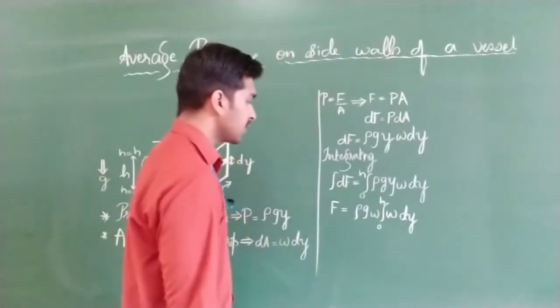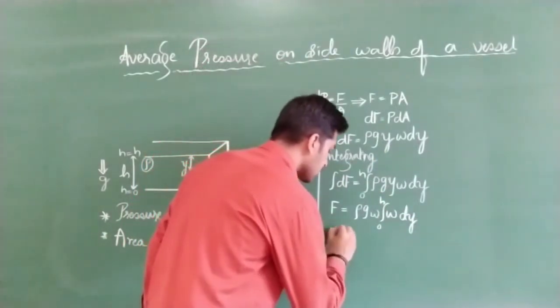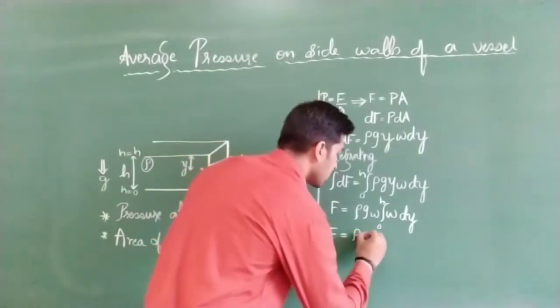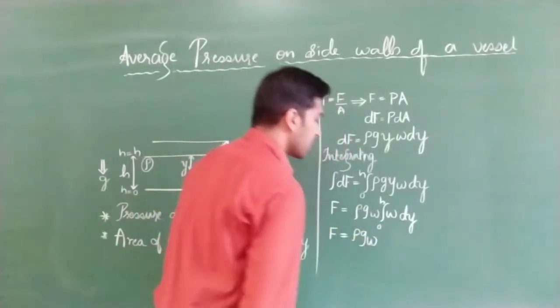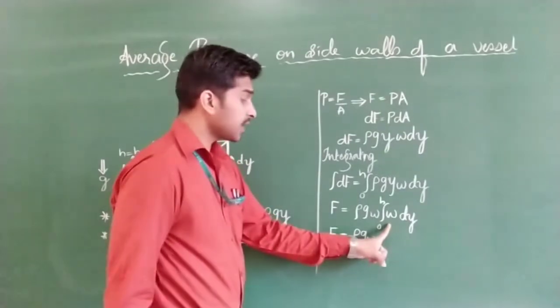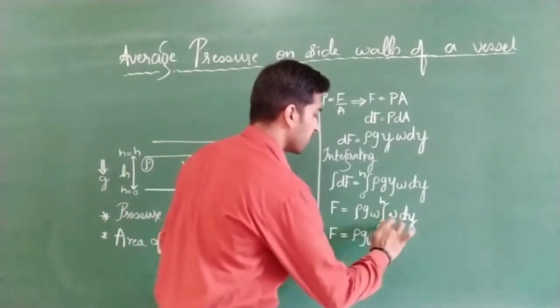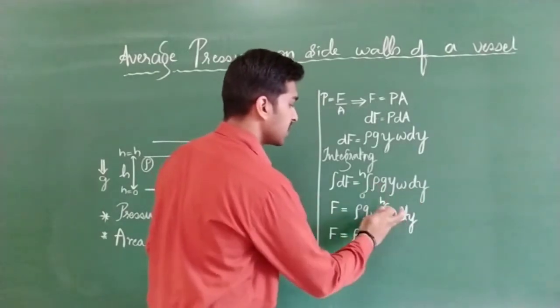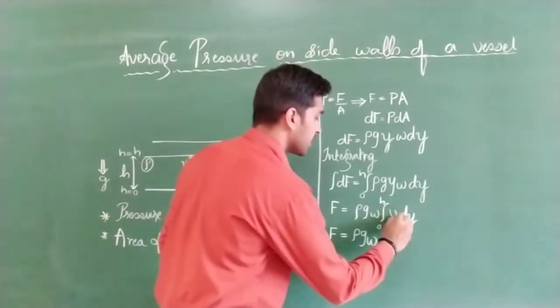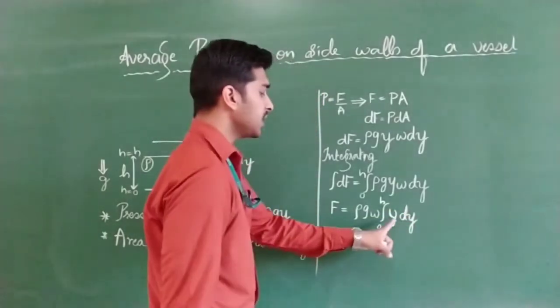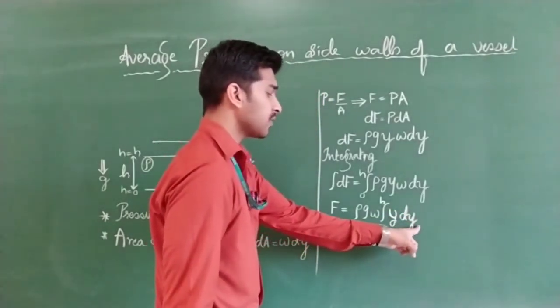Clear? So now next, F is equal to rho g w as it is. Now, integral omega, sorry, here I should write y, no? W we had already taken outside. In place of W, I should write Y here. So integral y dy, okay?